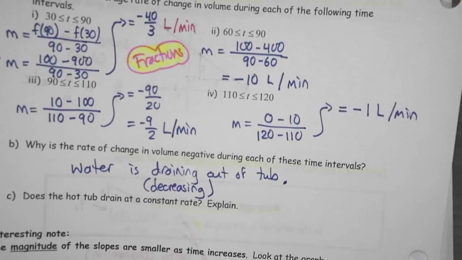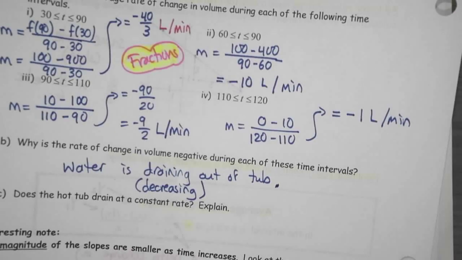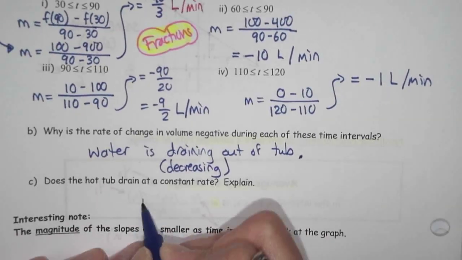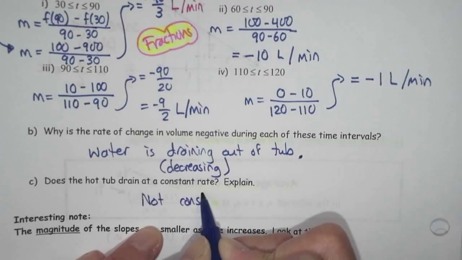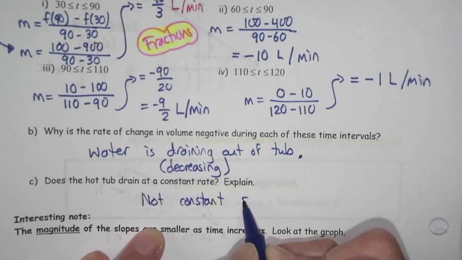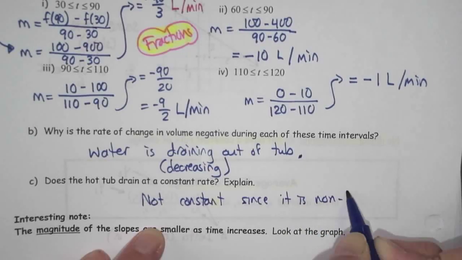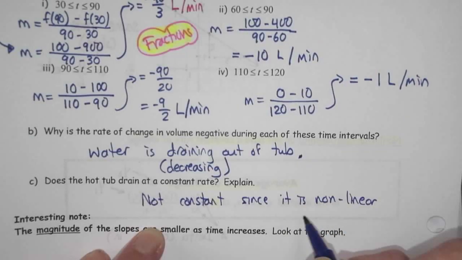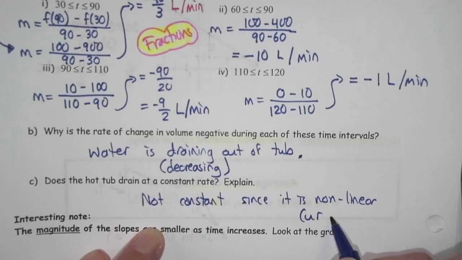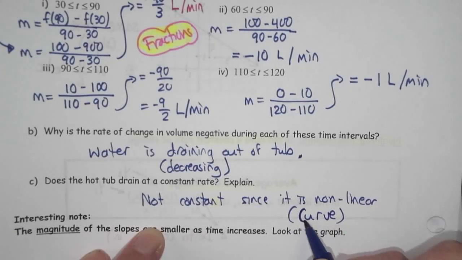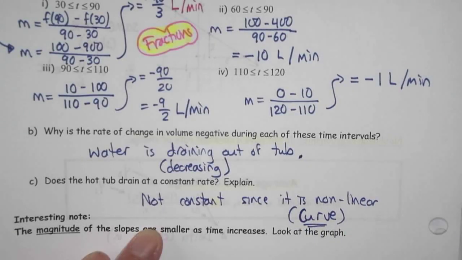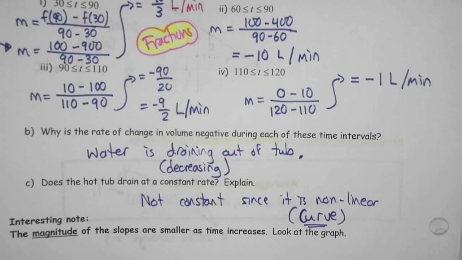Okay. Does the tub drain out at a constant rate? And we just discussed that in the other page. It's not constant, since it is nonlinear. Okay, or you can say it's a curve. So you can say it's a curve or it's nonlinear. So as soon as it's a curve or nonlinear, it is not going to be a constant rate.